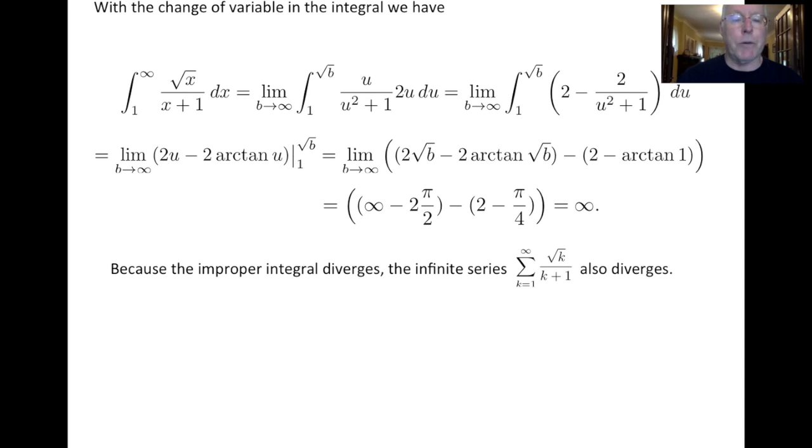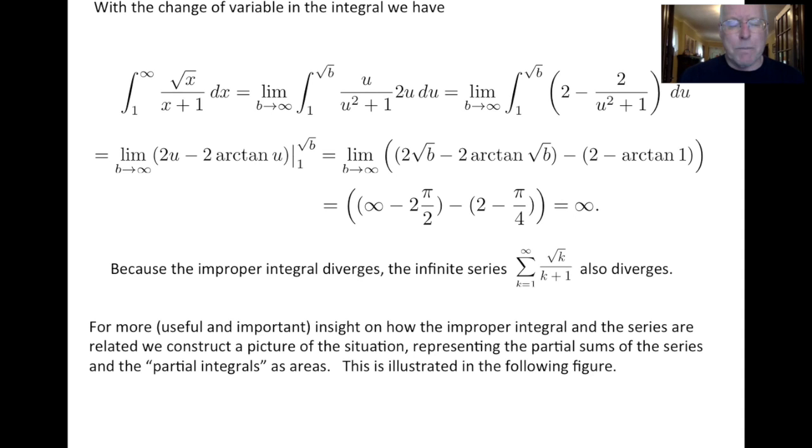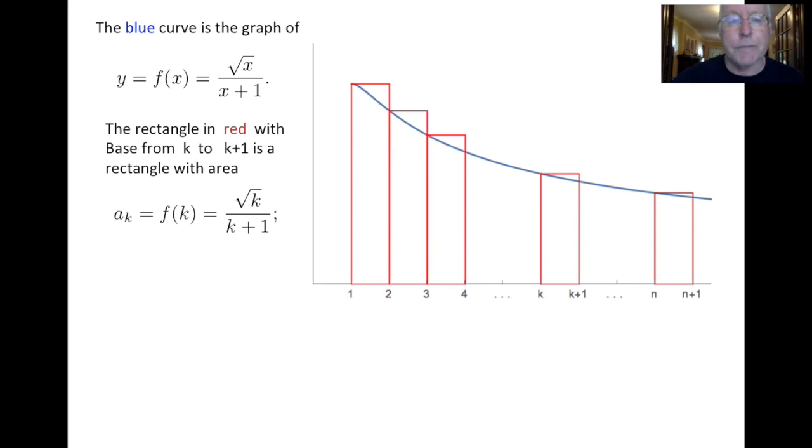And because the improper integral diverges, the infinite series, sum k equals 1 to infinity, root k over k plus 1 also diverges. Once again, the behavior of the improper integral coincides with the behavior of the series. So this is an example of how the integral test is used. Now we're going to pull this example apart a little bit more and get some insight into how the integral test works, how it relates to the series. And this insight is very important because you'll want to use this in some future exercises to estimate errors if you use a partial sum of a series to estimate an infinite series.